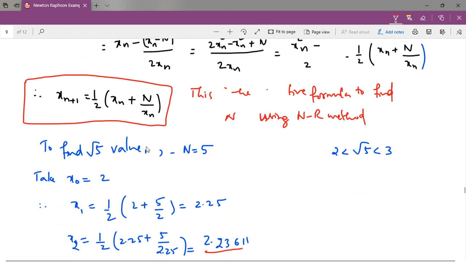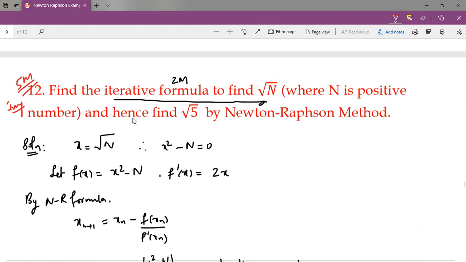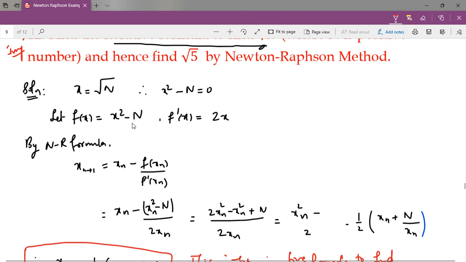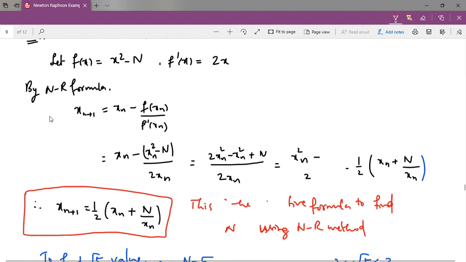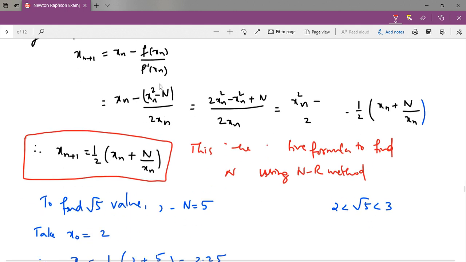So I once again repeat this, as this is a very important example. See what they have said: find iterative formula to find root n, where n is a positive number, hence find root 5 by Newton-Raphson method. Okay. So they have given x is equal to root n, therefore we have to consider x square minus n is equal to 0 by squaring on both sides. So f of x becomes x square minus n, f dash of x becomes 2x. So by Newton-Raphson formula, x n plus 1 is equal to x n minus f of x n divided by f dash of x n.